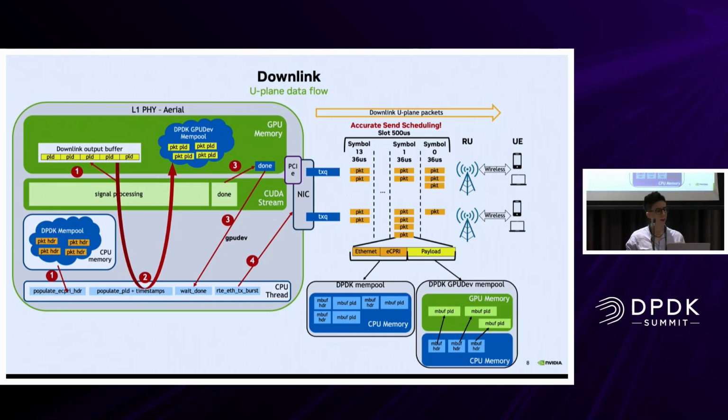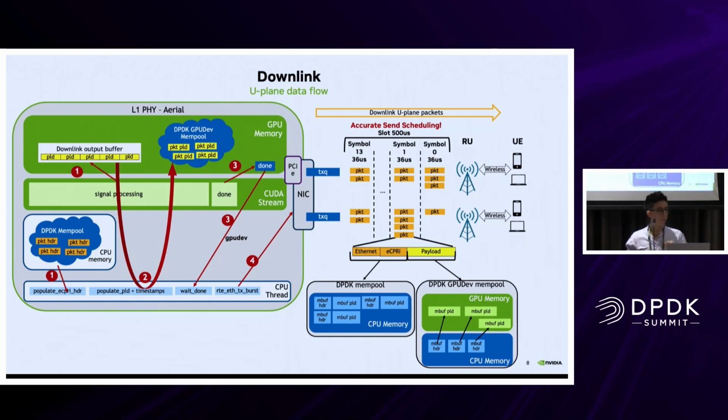Specifically, in this case, we need to have two DPDK mempools. One DPDK mempool with regular CPU memory, and the second one in GPU memory allocated with GPUDev. So what happens? While the GPU is doing the signal processing, the CPU is using the mbufs of the first DPDK mempool in CPU memory to put the packet header into the mbuf payload. So Ethernet header and eCPRI header, basically.